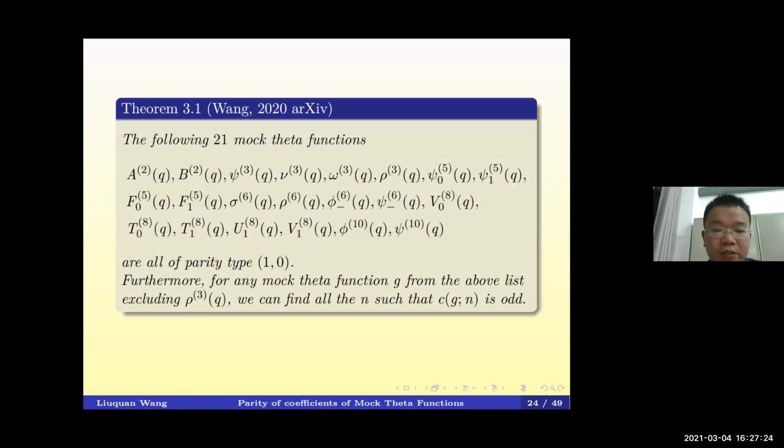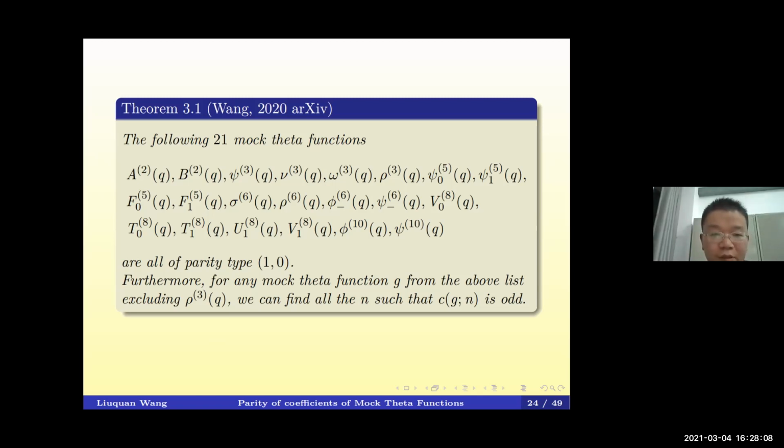So this is our main result. We found that among the 44 classical mock theta functions, 21 of them are all of parity type 1, 0. That is, their coefficients are almost always even. And furthermore, for the functions in this list, except for the third order mock theta function rho(q), we can actually give characterizations for all the n such that c_g(n) is odd. This means that for 20 of them, we know very clearly what the parity of their coefficients is. And for the exceptional one, rho(q), we have some partial characterizations.